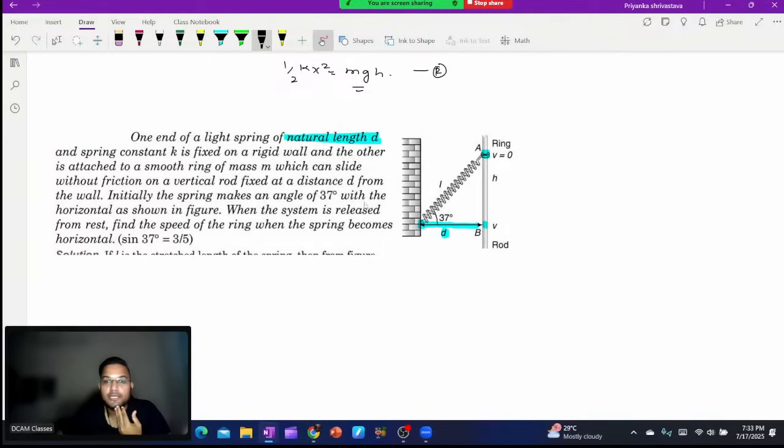Initially, the spring makes an angle of 37 degrees. This they have given. When the system is released from rest, initially its velocity is 0. Find the speed of the ring when the spring becomes horizontal. Now see what concept you have to apply. Obviously, at point A, this spring is stretched. By how much distance it is stretched, we do not know. That you have to calculate. If you want, you can calculate it using x1 equal to L minus d. Okay?